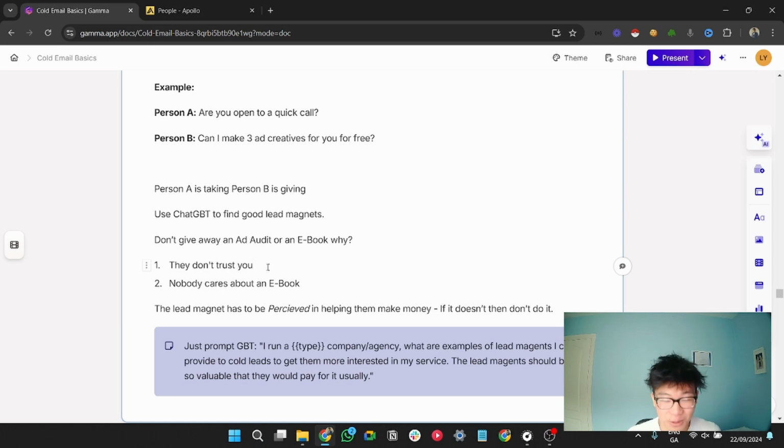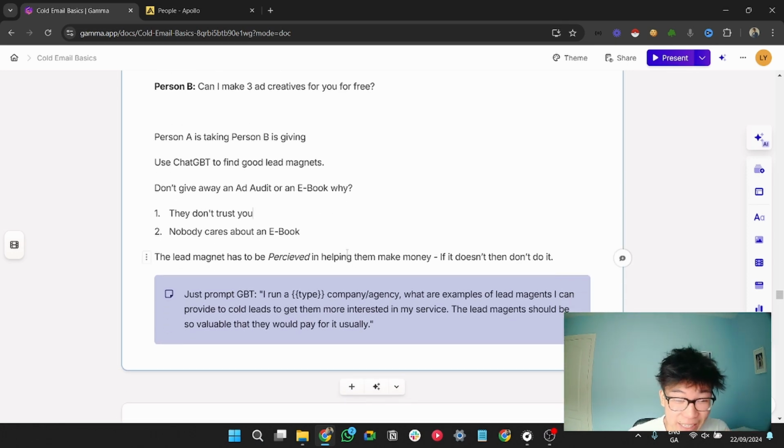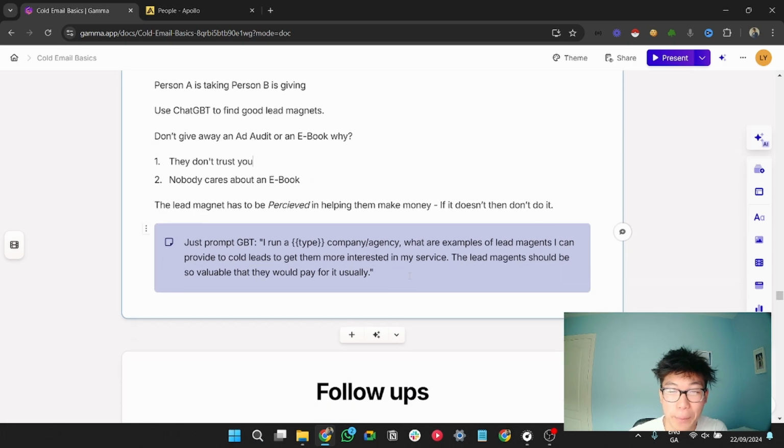So nobody cares also about an ebook. I guess the best way of putting this back to the girl example is, you go over and you're like, okay, so I'm not going to buy you dinner, but would you like a chocolate bar? And they're like, nah, well, maybe, but nah, not really, you know? Or maybe you actually give her an ebook, who knows? But the lead magnet has to be perceived as helping them make money. If it doesn't, then don't do it. It literally has to be perceived as helping them make money.